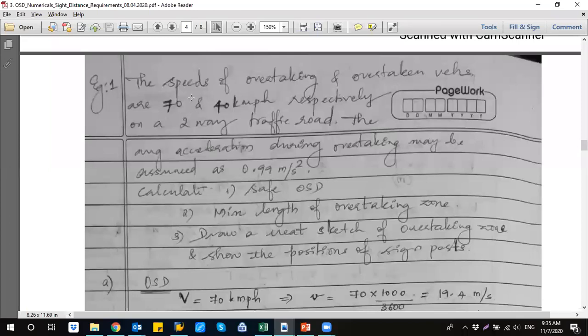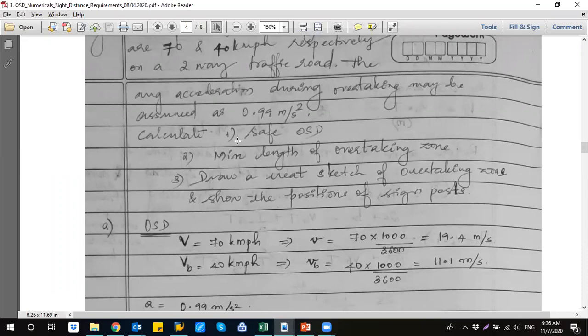I'm going to read the question. The speeds of the overtaking and the overtaken vehicle. Overtaking vehicle is the fast moving vehicle, and overtaken vehicle is the slow moving vehicle. They are 70 and 40 kilometers per hour respectively on a two-way traffic road. The average acceleration during the overtaking may be assumed as 0.99 meter per second square.